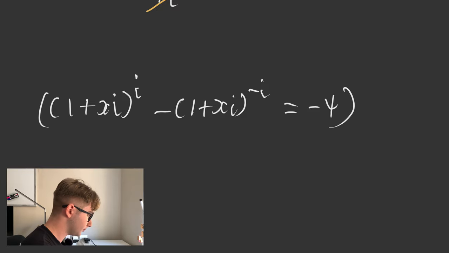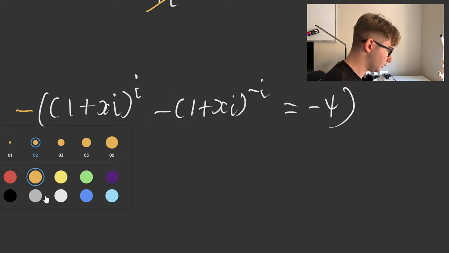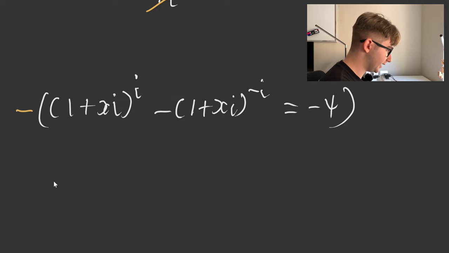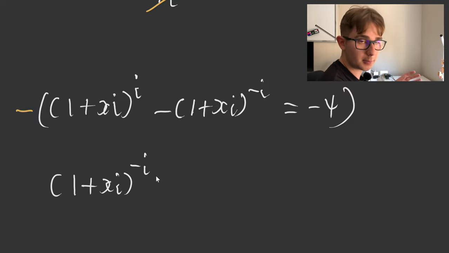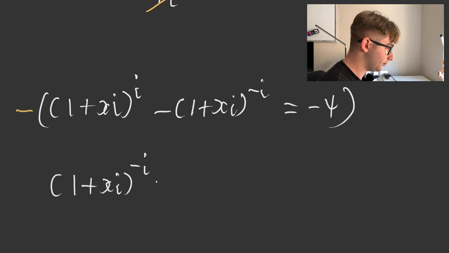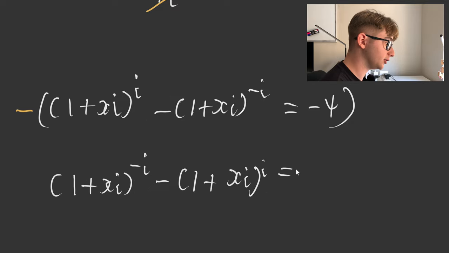Multiply the whole thing by negative 1. I'll just use the negative sign there. There we go. Okay. So then we're going to get 1 plus xi, so the negative i is going to be at the front, I mean that whole term, and then minus the 1 plus xi to the power of i, which is then equal to 4.